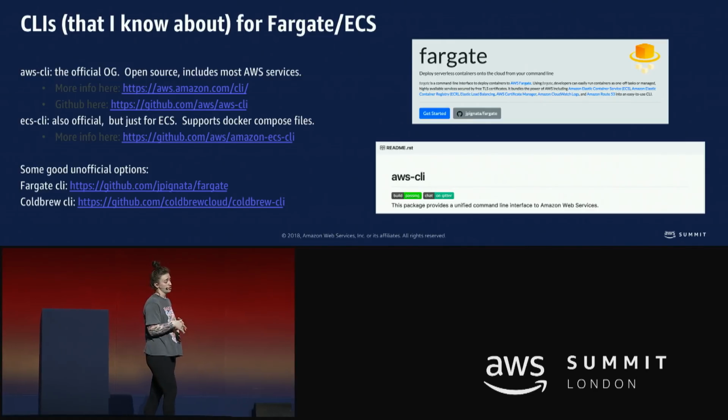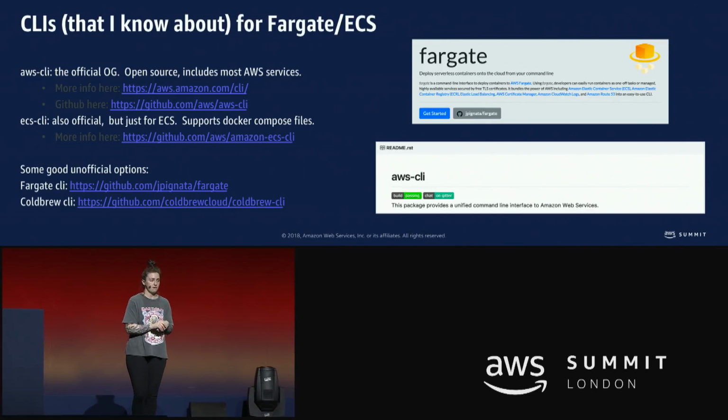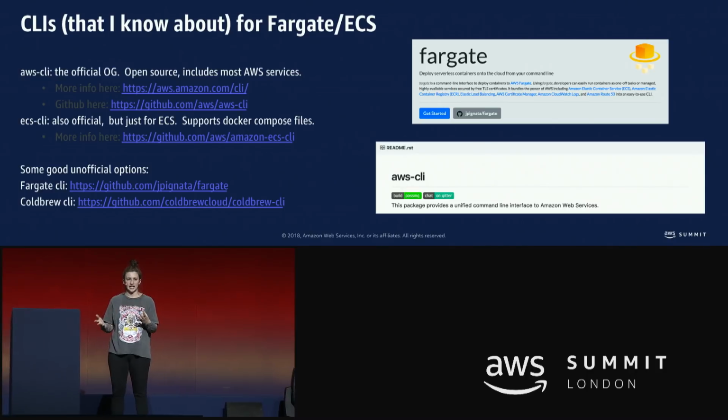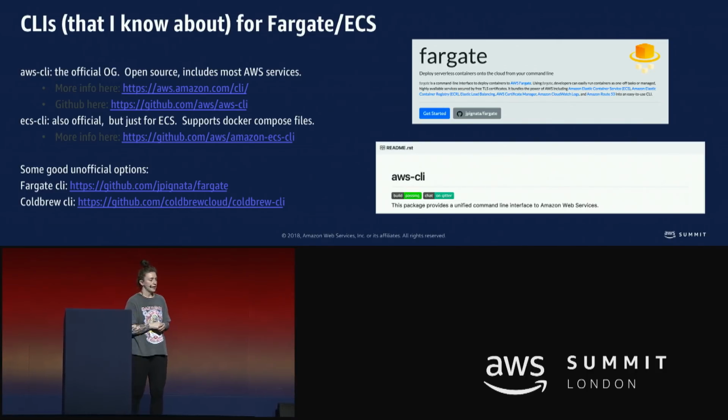There are also some really good unofficial options. I think my favorite right now is the Fargate CLI, which is made by one of the AWS SAs. His name is John Pignotta. To me, it feels very Dockery. So I like Fargate run task nginx, Fargate stop task nginx. It feels very much like the CLI feeling that I would expect from Docker, because it's using a lot of very similar language. So that one's really nice. There's also one called Cold Brew. So you have some non-official options in there as well.